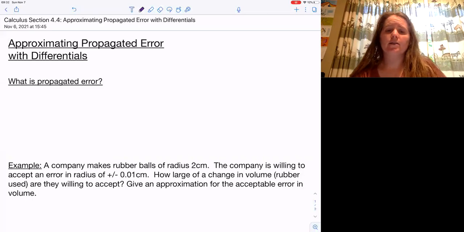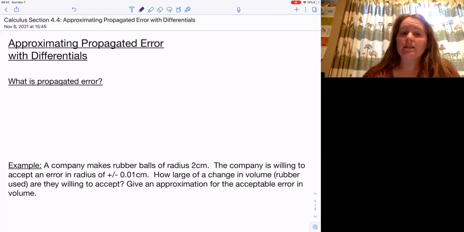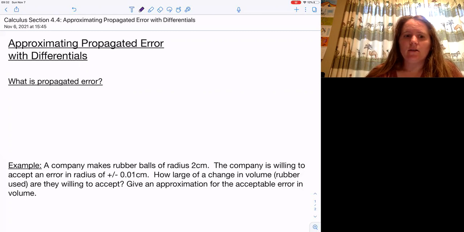Welcome to Approximating Propagated Error with Differentials. So the first thing here is just what is propagated error? So essentially, in the real world, when we take measurements, we're often not completely precise.